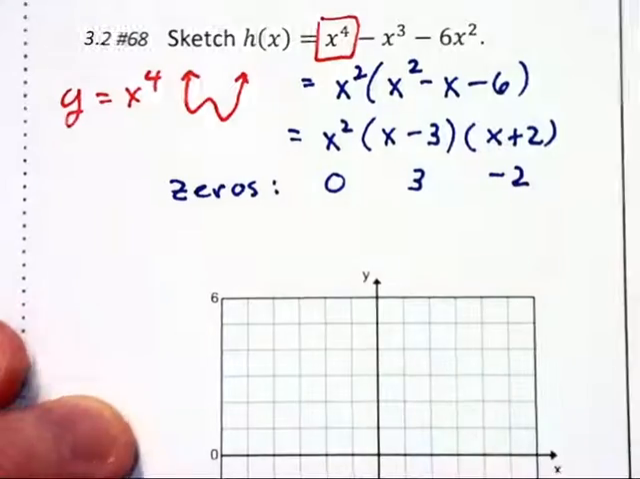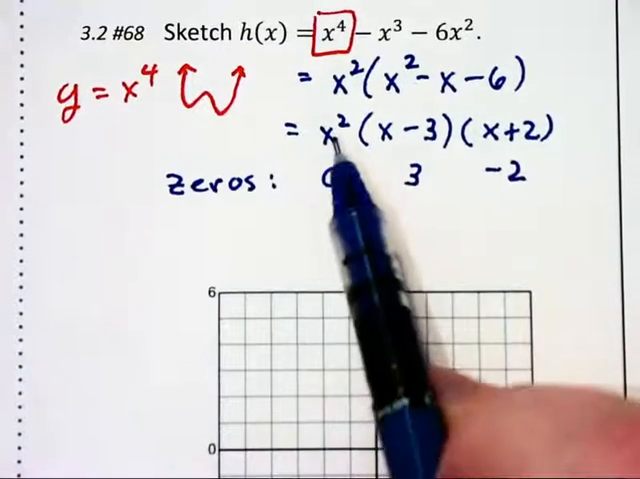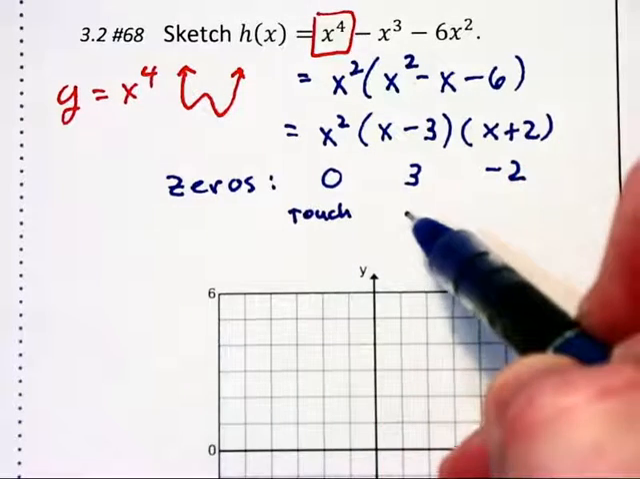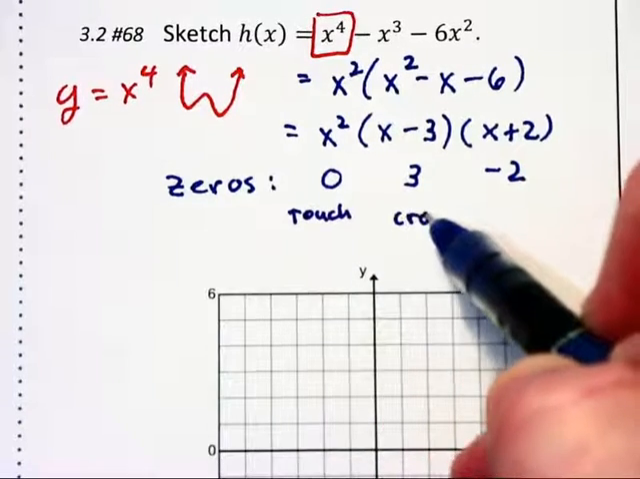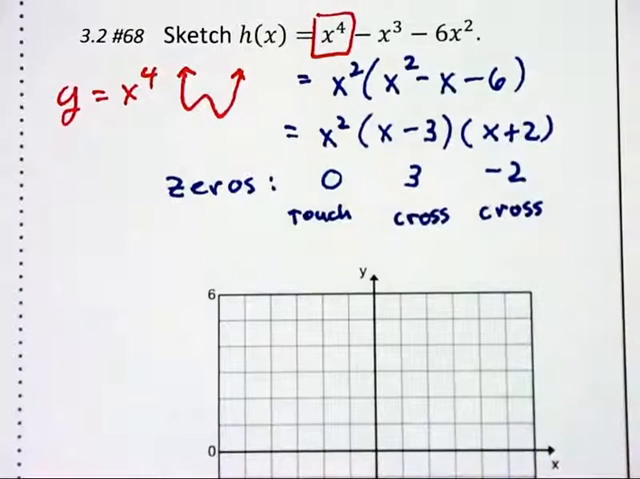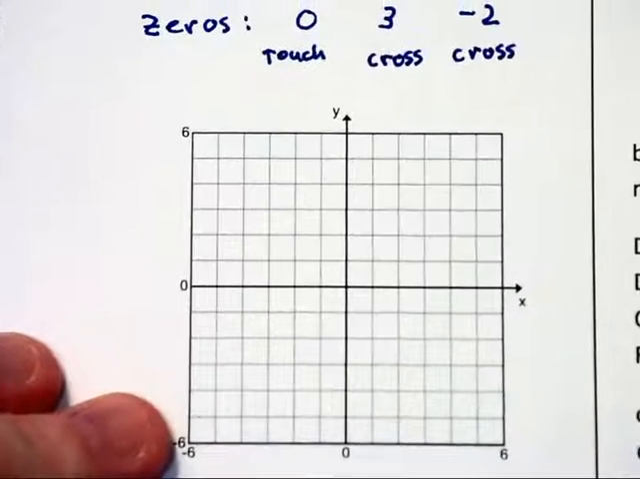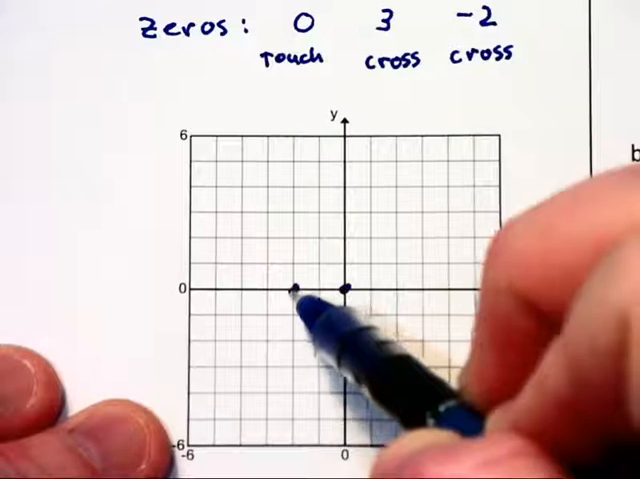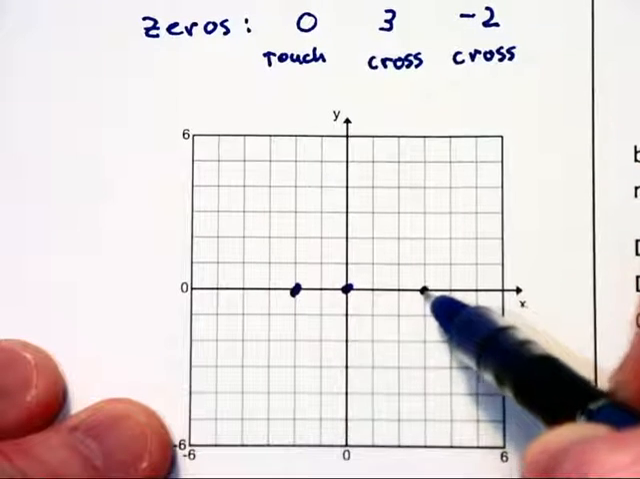The first one has an even multiplicity because of that x squared, so the graph will touch the x-axis at 0, but it's going to cross through at the other 2 points. So let's take this information and use it to help our graph. Here's 0, -2, and 3.